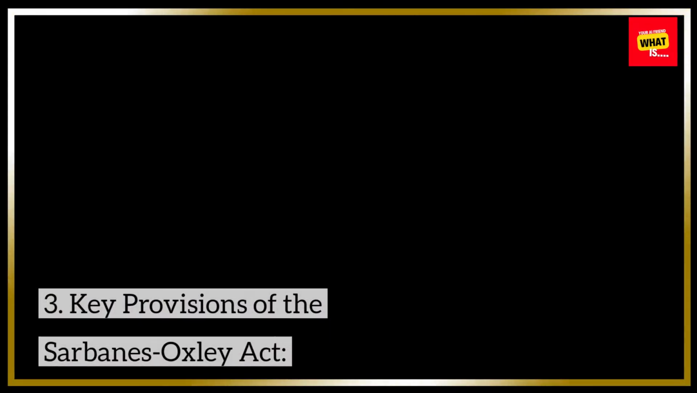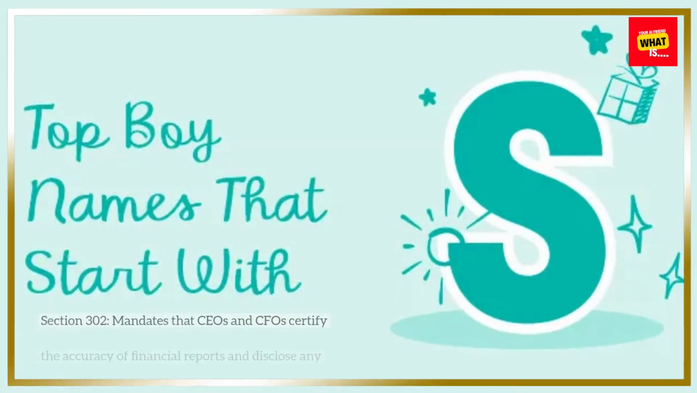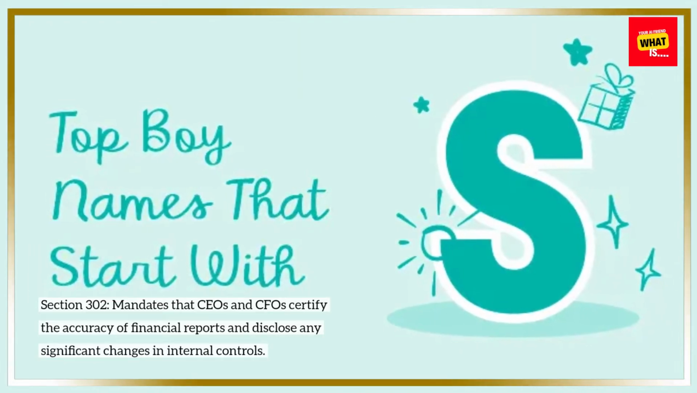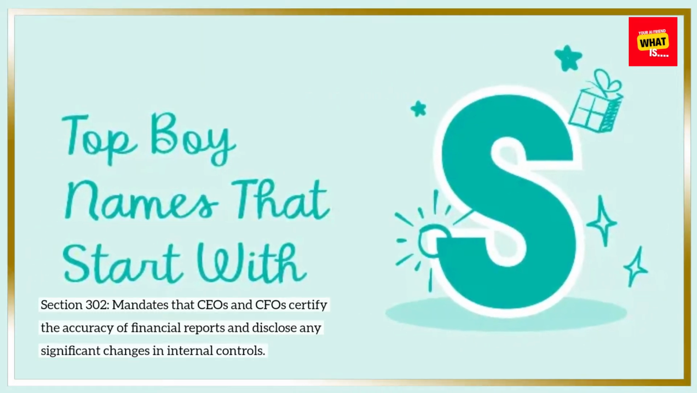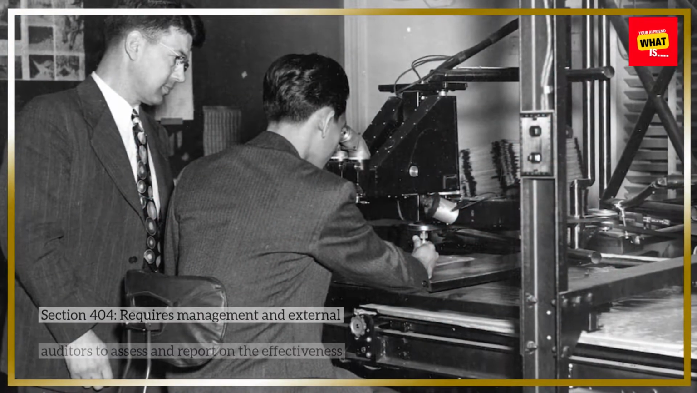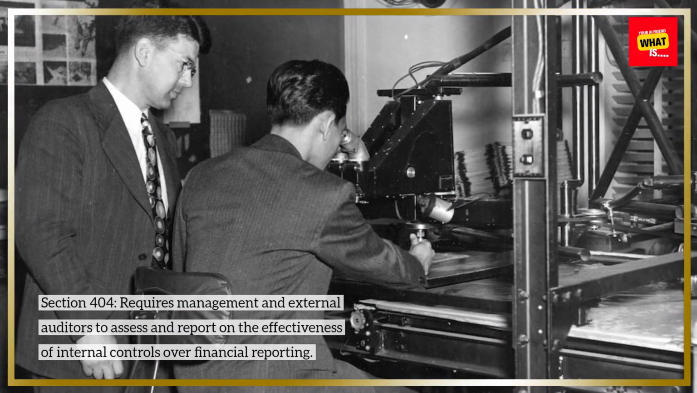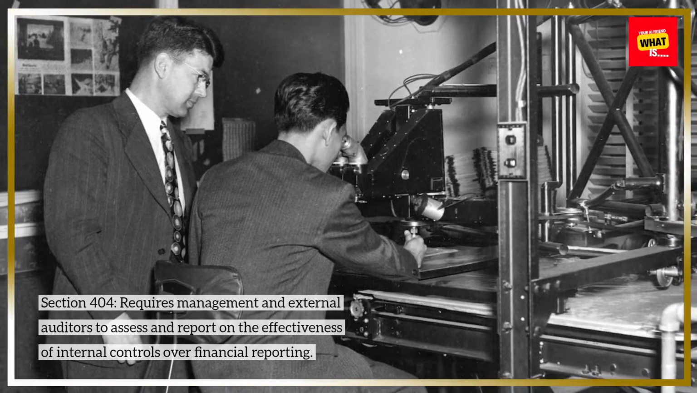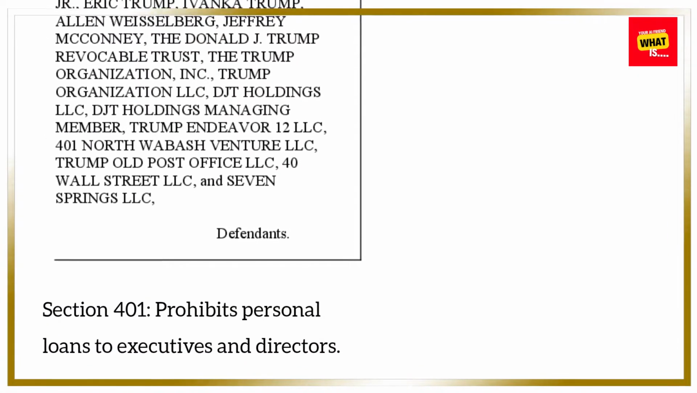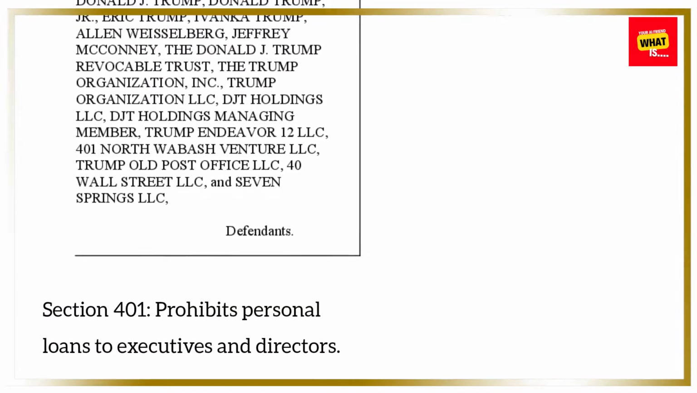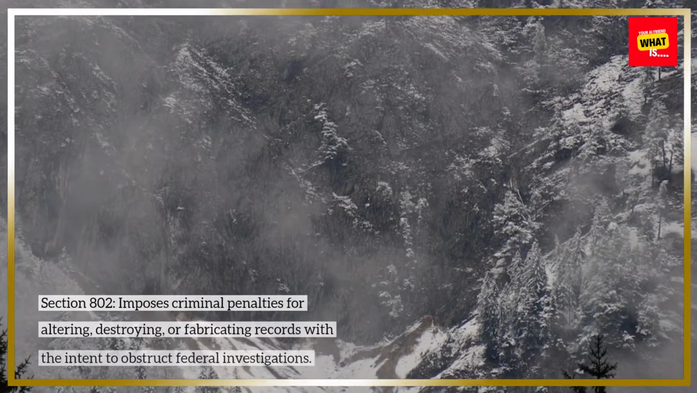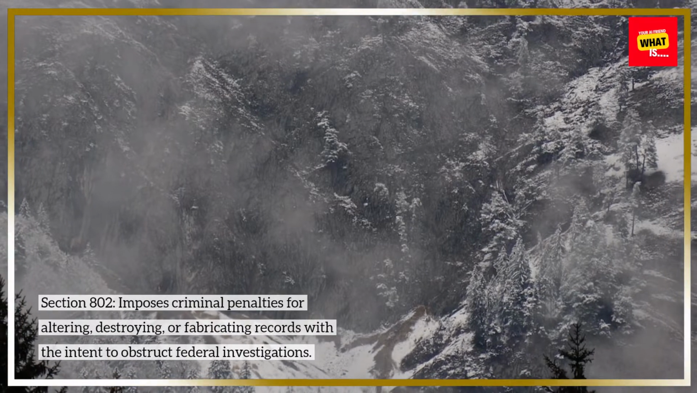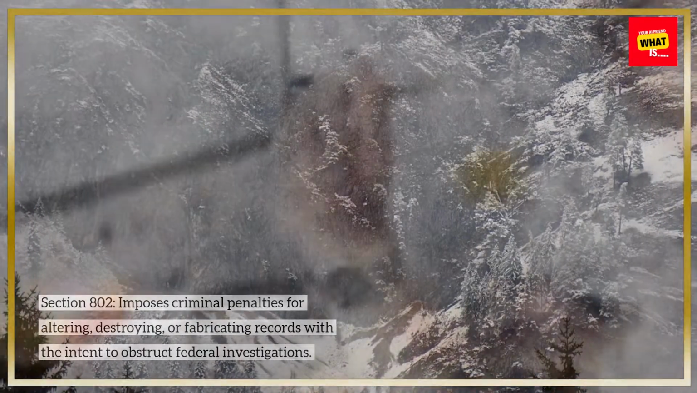3. Key provisions of the Sarbanes-Oxley Act. Section 302 mandates that CEOs and CFOs certify the accuracy of financial reports and disclose any significant changes in internal controls. Section 404 requires management and external auditors to assess and report on the effectiveness of internal controls over financial reporting. Section 401 prohibits personal loans to executives and directors. Section 802 imposes criminal penalties for altering, destroying, or fabricating records with the intent to obstruct federal investigations.